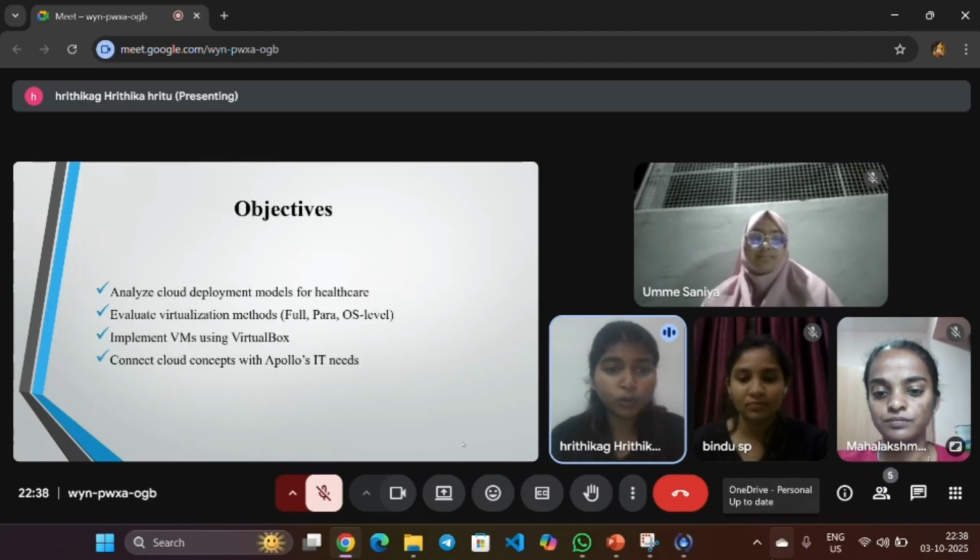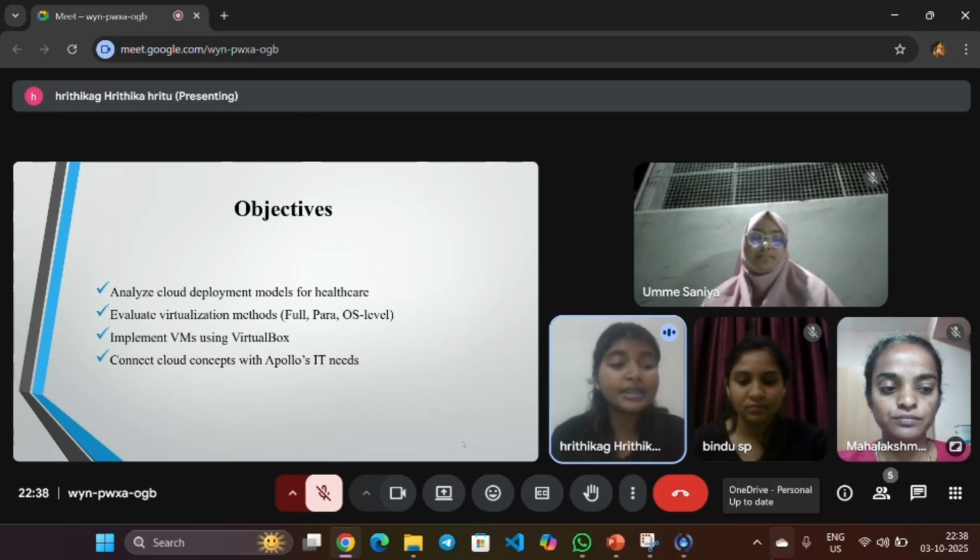The second slide is objective. The project sets out four main objectives. The first one is analyze cloud deployment models for healthcare. Study which type of model, public, private, or hybrid, suits a hospital best. The second one is evaluate virtualization methods. Compare full virtualization, para virtualization, and OS level virtualization.